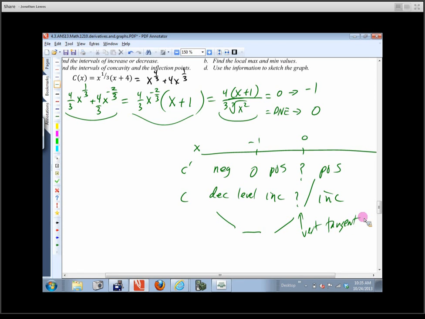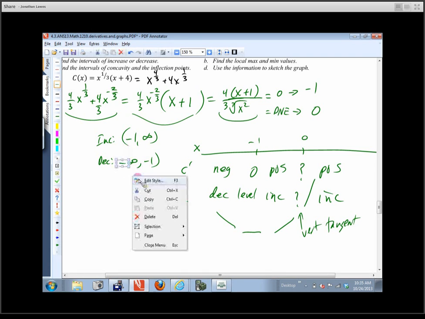Make sense? Okay. So can we say where it's increasing and decreasing? Let's at least answer that. This is pretty easy. It's increasing from -1 forward, and it's decreasing from -infinity to -1. Good there? Yeah.